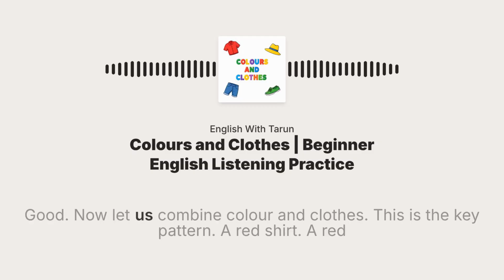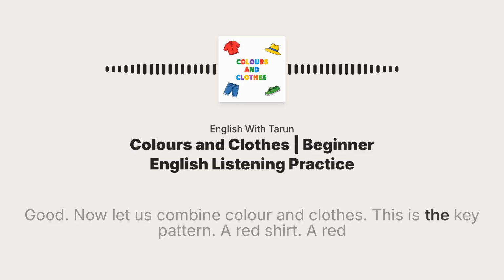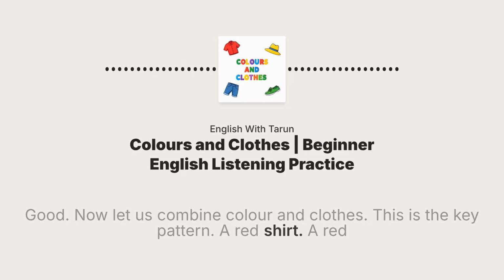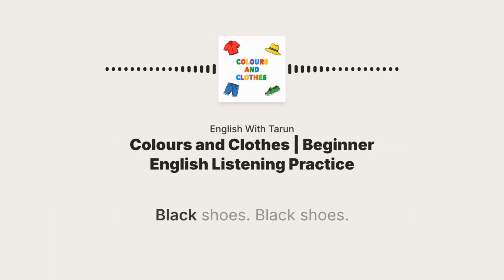Now let us combine colour and clothes. This is the key pattern. A red shirt. A red shirt. Black shoes. Black shoes. A blue dress. A blue dress. A white hat. A white hat. A green jacket. A green jacket. Yellow pants. Yellow pants.